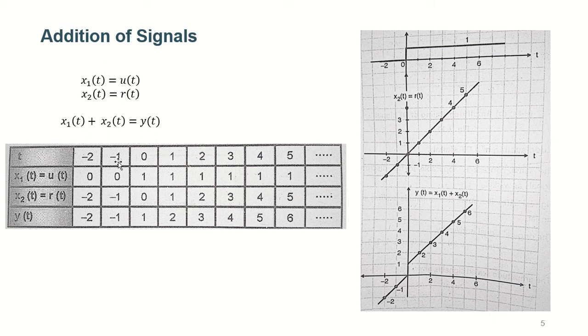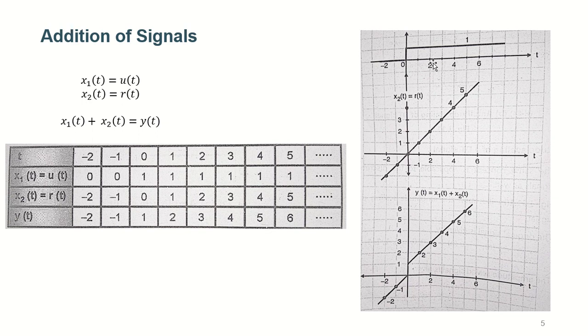Let's take t equal to -1. For t equal to -1, x1 is 0 and x2 is -1. Here 0 plus -1 will be -1. Now let's see t equal to 0. At t equal to 0, x1 of t is 1 and x2 of t is 0. So y of t will be 1. Now for t equal to 1, x1 of t is again 1. And what is the value of x2 of t? It is also 1. So here we will take 1 plus 1 equal to 2.